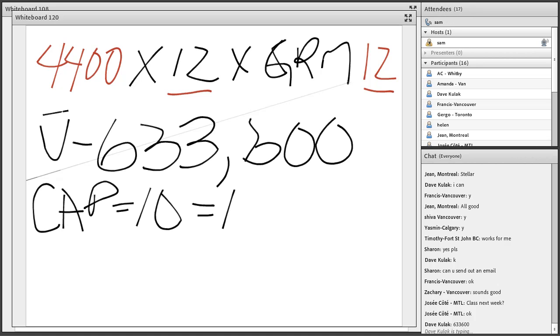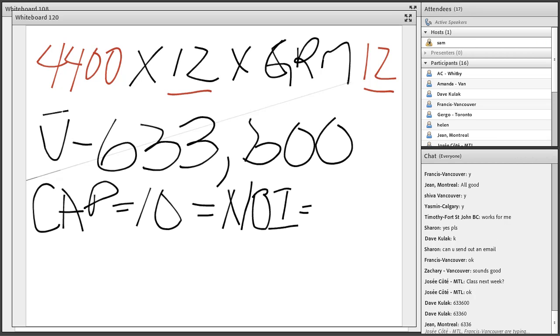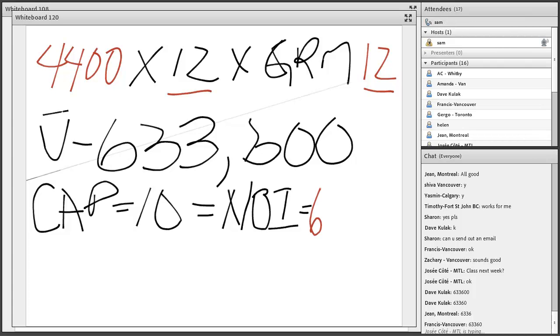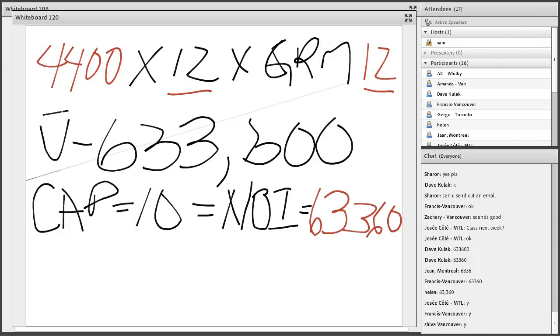So if we do that, Dave, then what are we looking at? We're looking at a cap rate. We want a cap rate of 10, right? I need this thing to give me a net operating income of what? Operating income of how much? 63,000. I know that's what you meant. 63,000. Let's do that again.